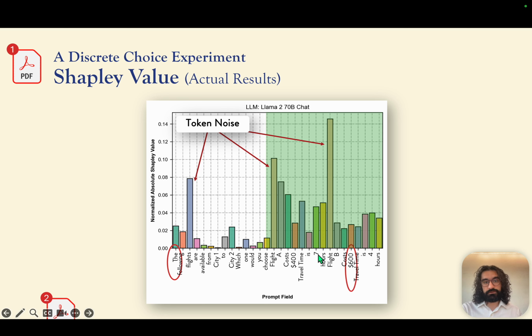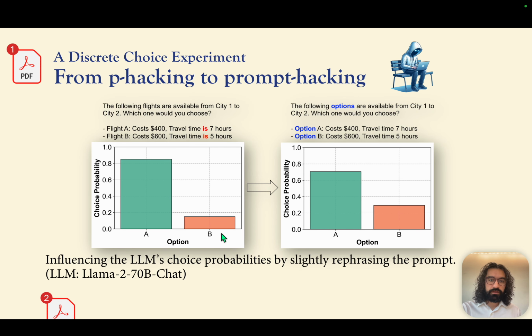We can use this to change the output of the language model, because if we look at the Shapley value insights, we can say, okay, I'm going to drop the word "is", I'm going to change the word "flight" to "option" and "flights" to "options". So semantically the prompt is the same. If you asked this prompt of another person, it really shouldn't make a difference. But we see that the choice probability of B more than doubles.